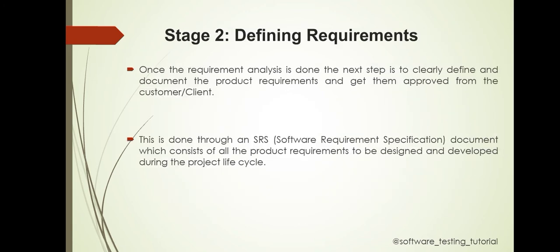Stage 2. Defining the requirements. Once the requirement analysis is done, the next step is to clearly define and document the product requirements and get them approved from the customers or the client. This is done through SRS, Software Requirement Specifications, document which consists of all the product requirements to be designed and developed during the project lifecycle.